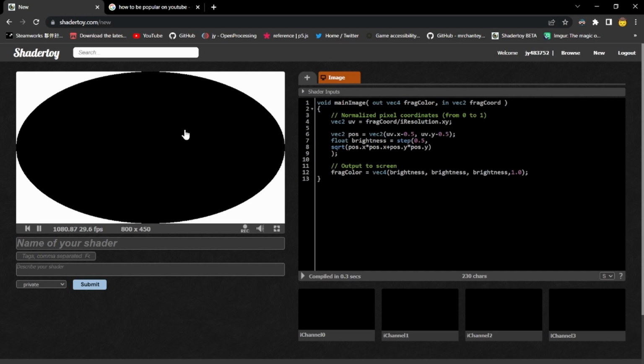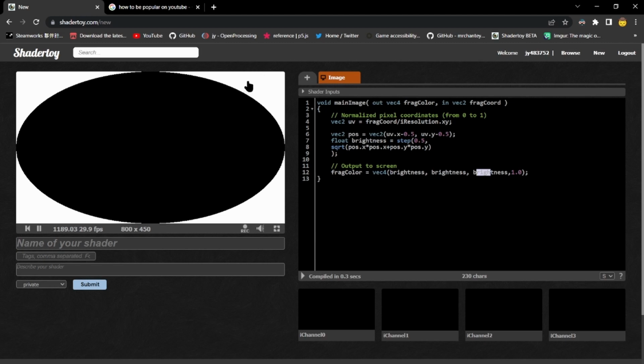Well, let's see. For some pixels inside of the circle, my coordinate is something like 450 300 divided by 800 450, which comes out to about 0.6 0.6. 0.6 minus 0.5 is 0.1, and 0.6 minus 0.5 is 0.1. So our pos is 0.1 0.1. 0.1 squared plus 0.1 squared is 0.02. This value is below 0.5. Step returns 0. Our brightness is 0, so we see black.